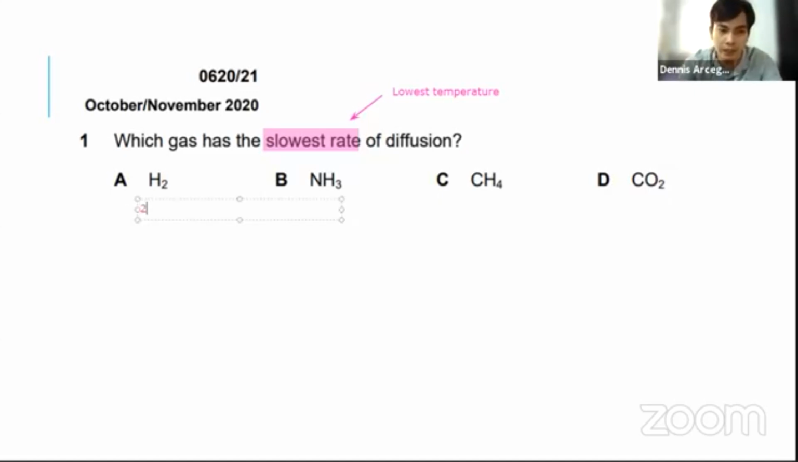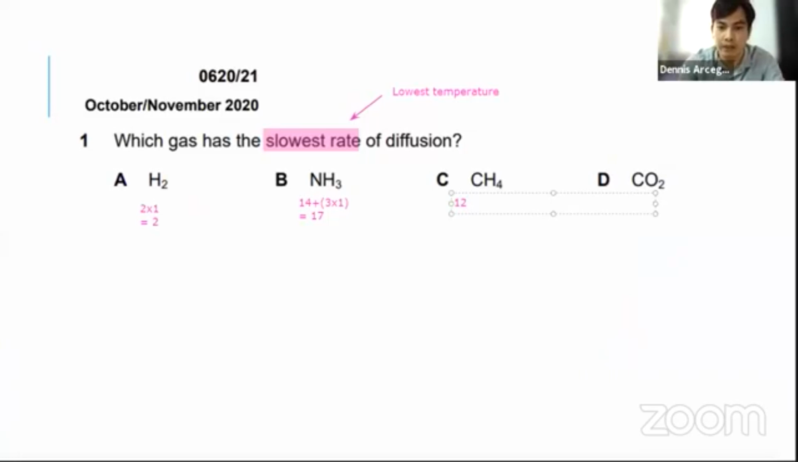So hydrogen, you have 2 hydrogen here times 1, which is the atomic mass. So that is 2. You have to compare. This is 14 plus 3 times 1. So this will be 17. Okay. The one that has the highest molecular mass will be spreading slower. Okay. So it will be the slowest. So you have to identify which has the highest molecular mass.